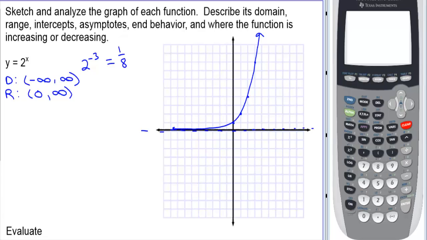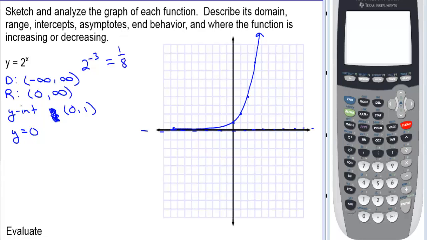The intercepts. We have a y-intercept. And that's at, y-intercept. I was thinking asymptote. 0, 1 is the y-intercept. Asymptotes: y equals 0 is an asymptote.